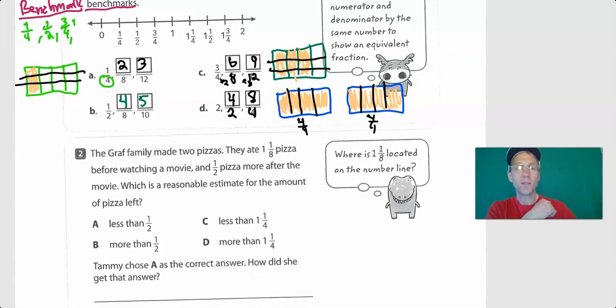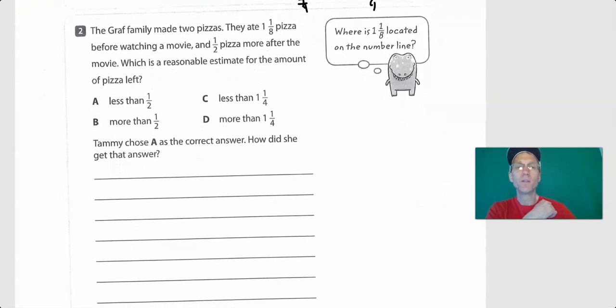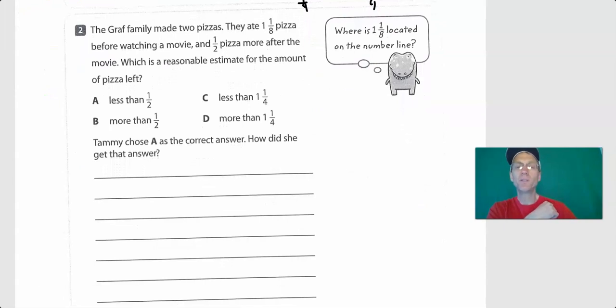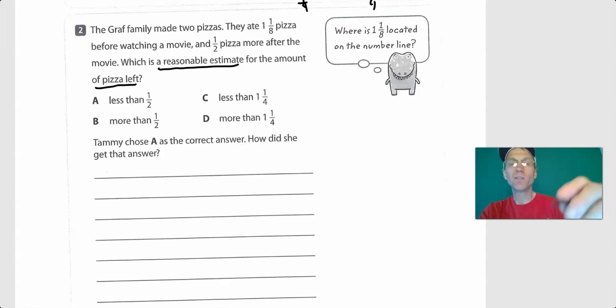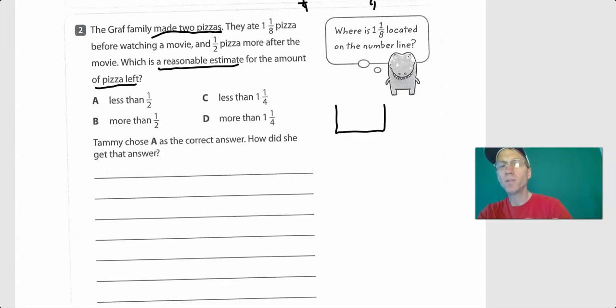Okay, let's come down here. The Graff family made 2 pizzas. They ate 1 1/8 pizza before watching a movie and a half pizza more after the movie. Which is a reasonable estimate for the amount of pizza that's left? Okay, all right, so let's write this down, a little bit at a time here. They made 2 pizzas, so we can actually just make 2 pizzas.